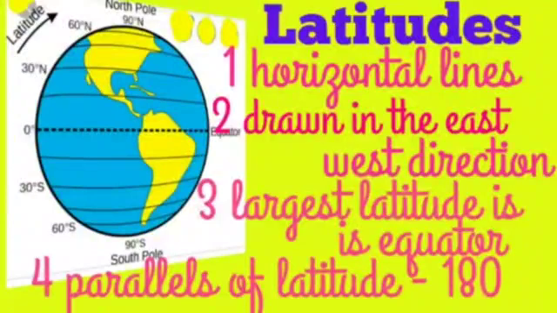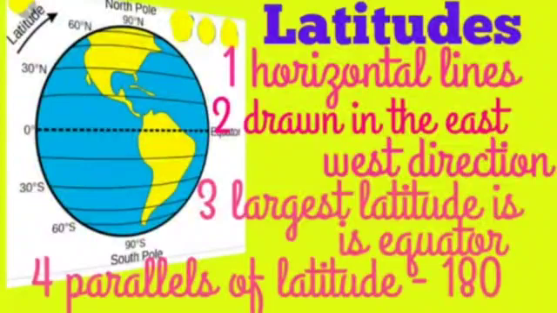Children, these parallels of latitude we will revise in the next video. But why is it called parallels of latitude? Because these lines are drawn parallel to the equator. That's why it is called parallels of latitude. The distance between these lines is always the same.